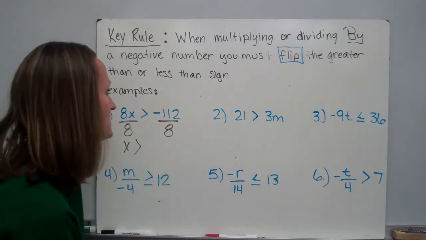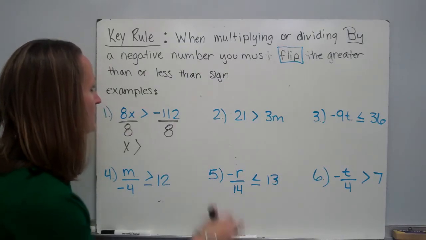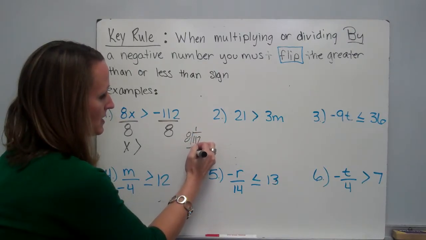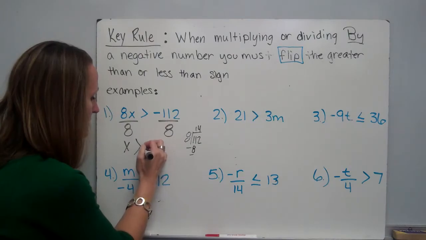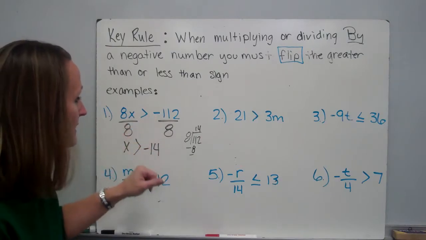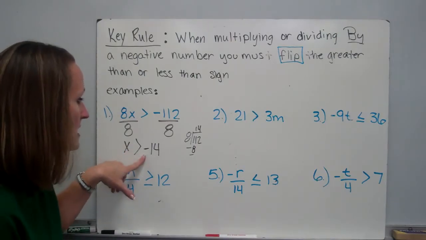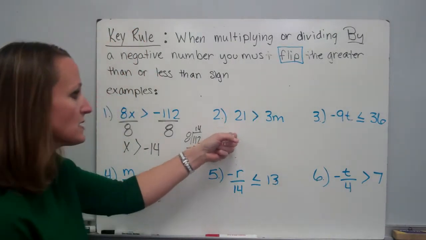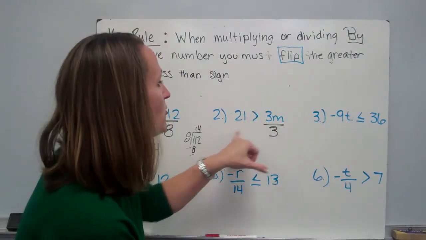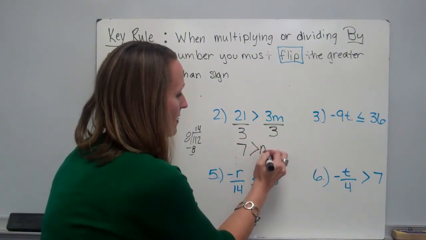X is equal to, let's see, 8 goes into 112, how many times? 8 into 112, it's going to be 14. And it's going to be negative 14 because there was a negative here. Remember, a positive and a negative gives you a negative answer. So this just stays x is greater than negative 14. Okay, looking at this one. Again, it's division, but there is no negative in this. So my answer just becomes 7 is greater than m.